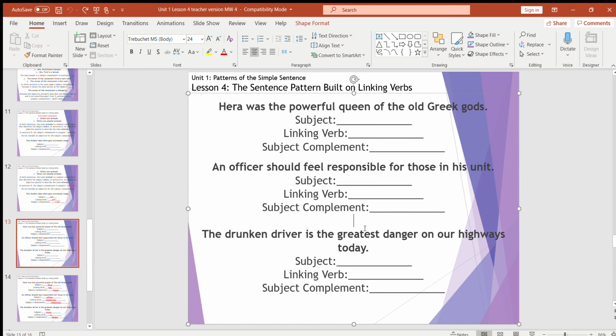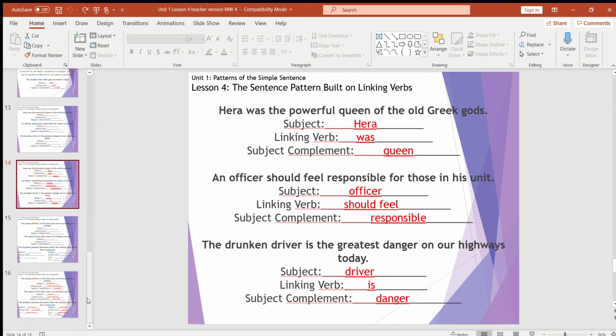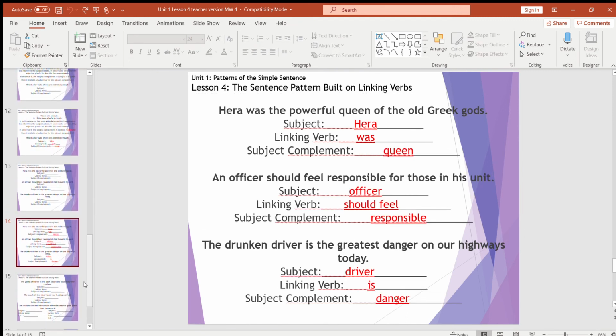The drunken driver is the greatest danger on our highways today. Right, so what is my verb here? My linking verb is "is." Who or what is? The drunken driver is. What is the drunken driver? They are a danger. So driver is danger. Okay. And there you go if you need those.